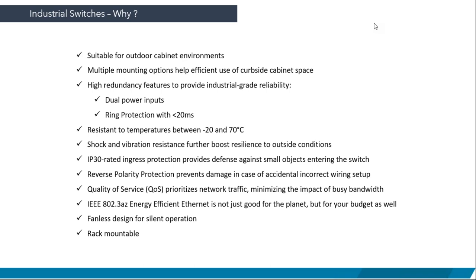They are shock and vibration resistant, so that they can be used effectively in automation. For example, in railways or vehicle automation, if you put in industrial switches, they are designed to sustain vibration and free fall. Industrial switches comply with standards such as IEC 61000-3, which covers free fall, EMI and EMC. Apart from that, industrial grade switches are IP30 rated, providing ingress protection, and also support reverse polarity protection.